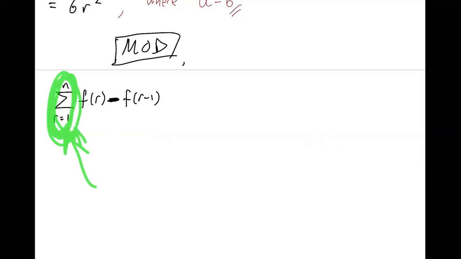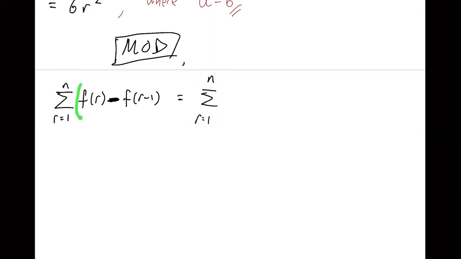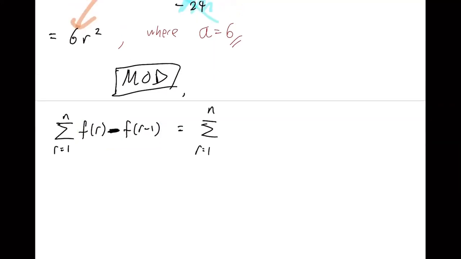Sum from r equal 1 to n. Likewise, on the right-hand side, if you sum from r equals 1 to n on the left, you have to do it on the right-hand side as well. But this middle guy, f(r) minus 1, we already have an expression, which is the 6r squared here. So we'll just copy and paste it. 6r squared. Then you take the summation. So what is this? 6 can factor out. Summation of r squared, r equal to 1 to n.